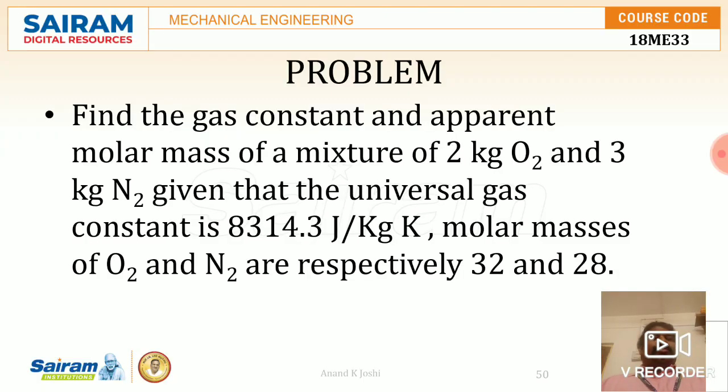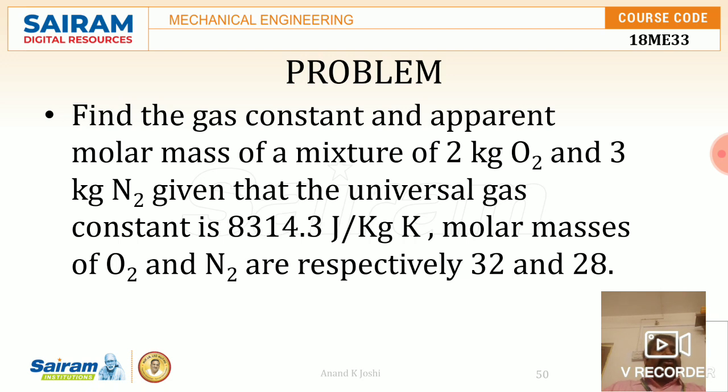We are going to discuss the problem based on the numerical, that is chapter number 5, numerical 2. Here the problem is like this: find the gas constant and apparent molar mass of a mixture of 2 kg of O2 and 3 kg of N2, given that the universal gas constant is 8314.3 joules per kg Kelvin and the molar masses of O2 and N2 are respectively 32 and 28.